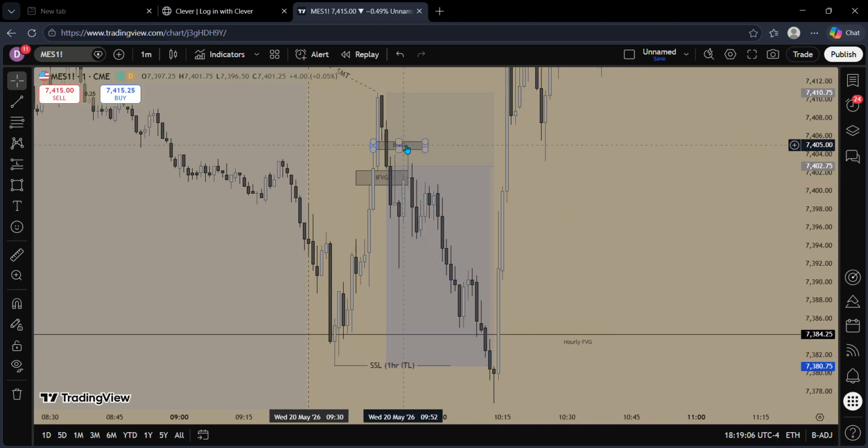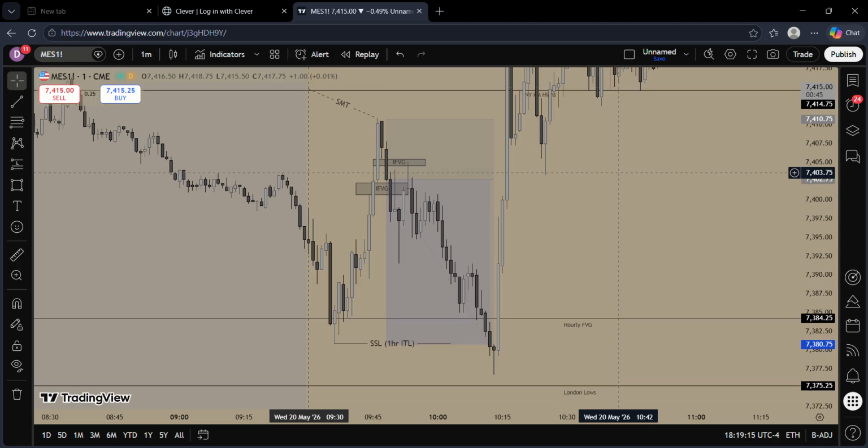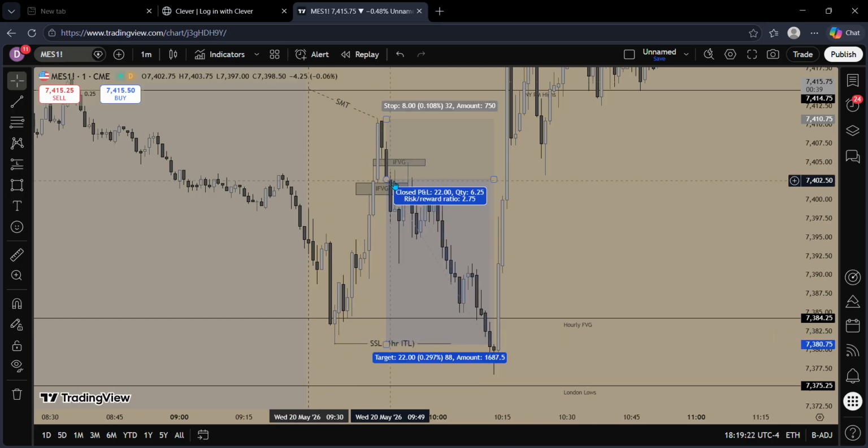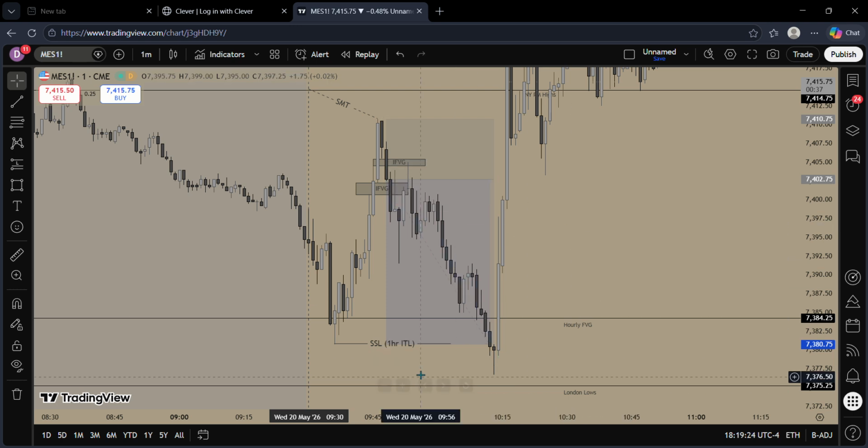I took it off the 1 minute inverse because there was no inverse on the 5 minute and there wasn't one on the 3 minute, so I had to use the highest time frame available, which was the 1 minute. So I took that inverse. We targeted the sell side liquidity that we generated because of that hourly ITL, and we hit full take profit, and we inversed right after, right? So that's kind of the goal.